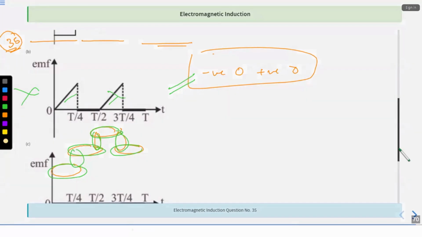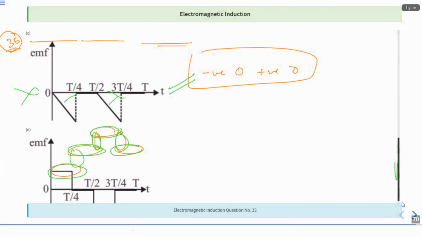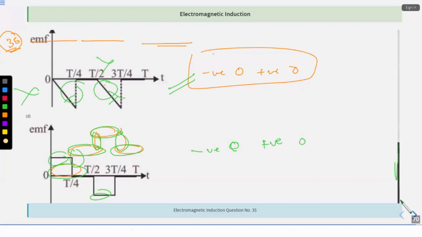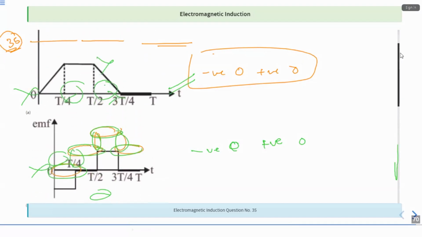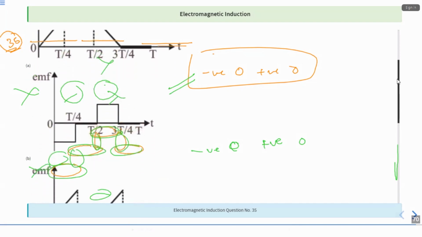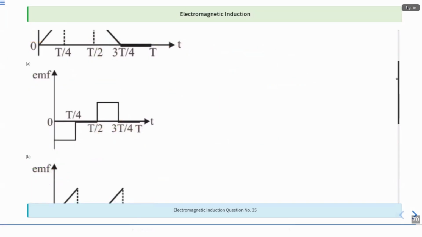So this is wrong. Then here both are negative, so this is also wrong because both are negative. And in this case, it is starting from positive and becoming negative. Instead, we need initial negative, then 0, then positive, and then 0. So this is wrong. So only one option is correct, which is option number A. This one, because this suits our methodology. Okay, so let me erase all this. So option number A is the only correct option.